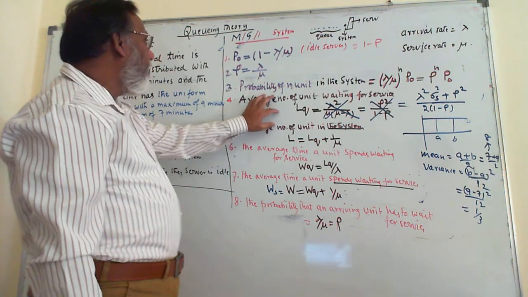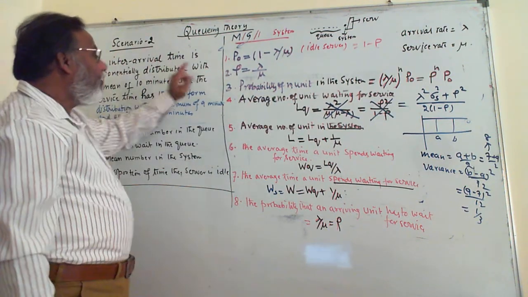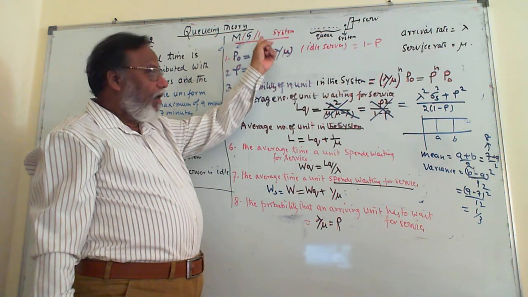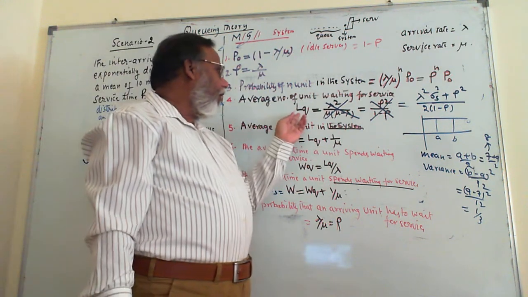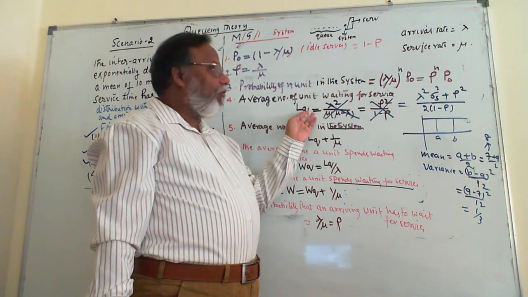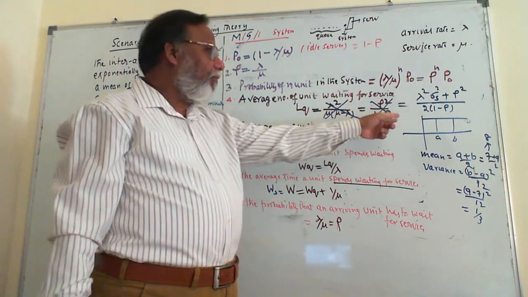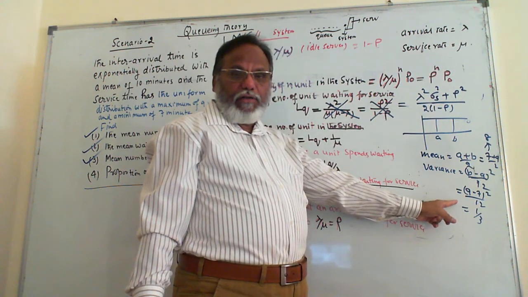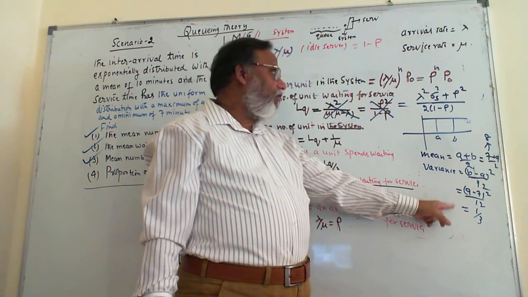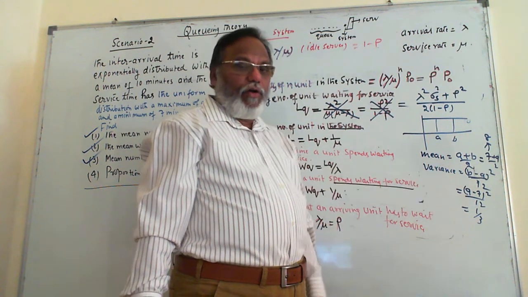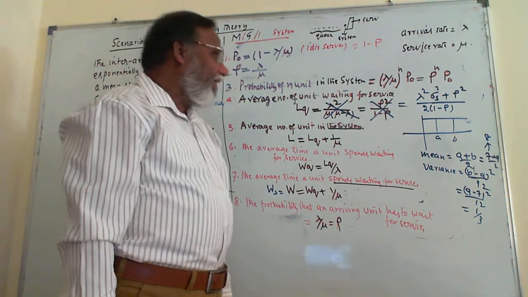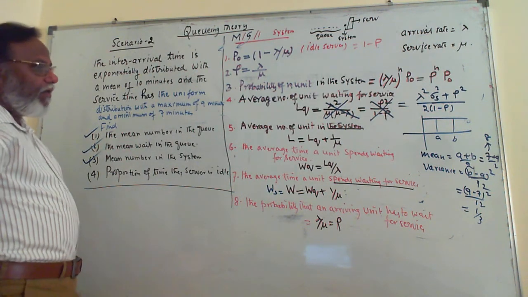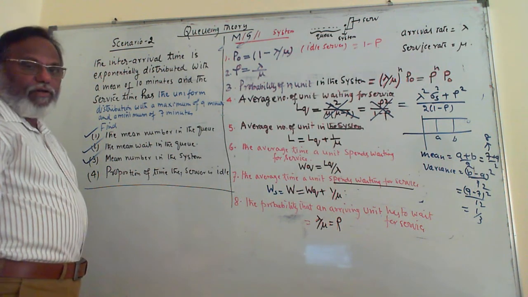So the only change for scenario 2, where this is an M/G/1 system, is that its queue length formula will be different, and it will depend upon the variance that we have got over here. That is the reason why we found the variance. So we will now try to answer these questions according to our given information.